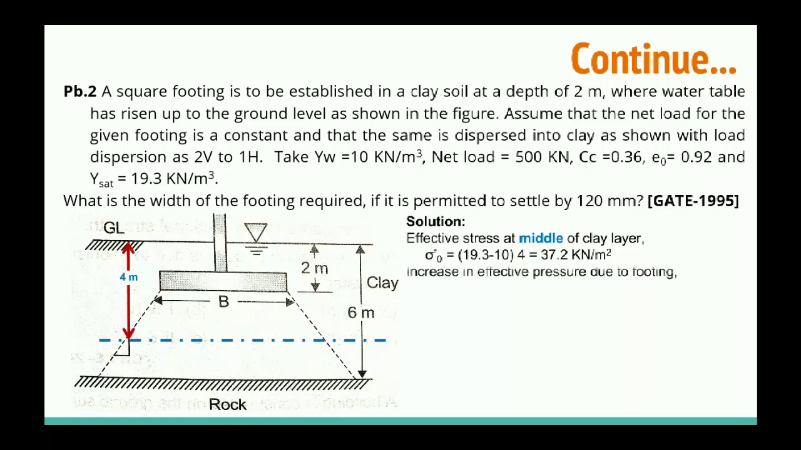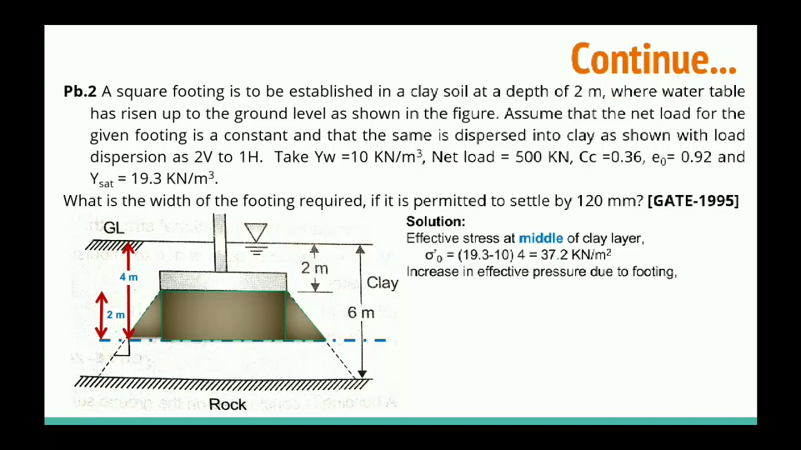Okay. So now the increase in the effective stress due to the footing. Whatever the effective stress is getting increased due to the footing, we will calculate that change in the effective stress. This is shown in the figure. This shows the dispersion area, how the load is getting dispersed. At the top the width is B, at the bottom we have to calculate. So the vertical height or depth, we can say, is 2 meter.